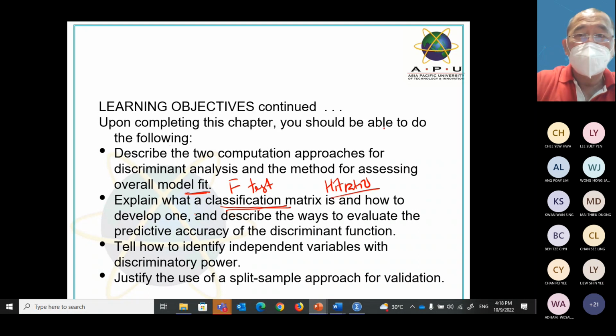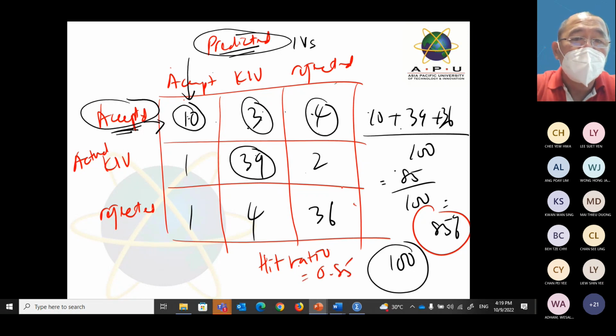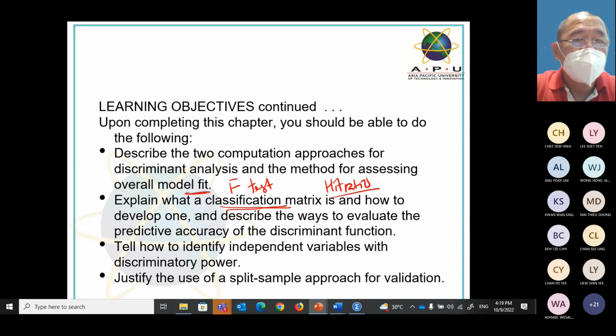This one is hit ratio. 85% is also hit. In this module, we call this hit ratio. Of course it can be a number, no problem, 0.85. So we call this hit ratio. Okay, continue.